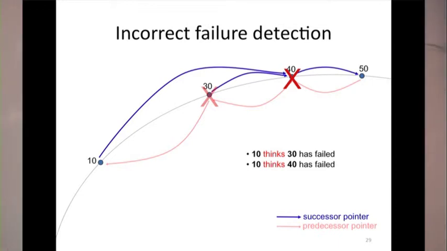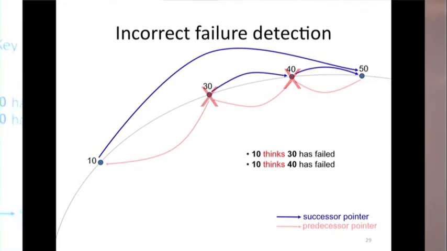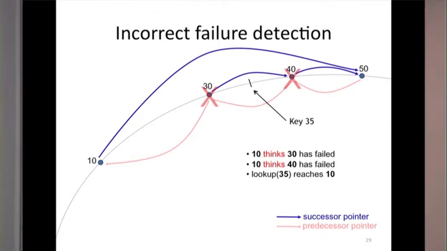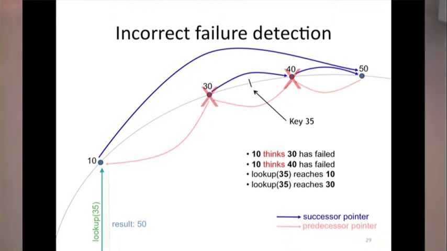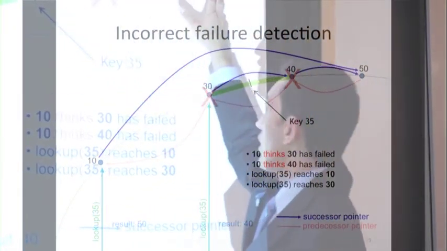What can happen now is that imagine there's a key 35 in between, and you make a lookup for this particular key. Let's say the lookup arrives at 10. In this case, 10 will think that 50 is the responsible node, so it will return 50. But if the same lookup arrives at 30, 30 knows that 40 is alive, so it will say that 40 is responsible. So for all these key ranges, there are two nodes responsible, 40 as well as 50.